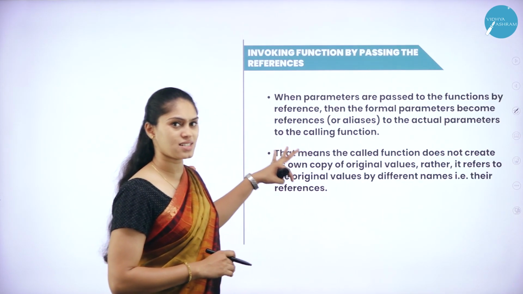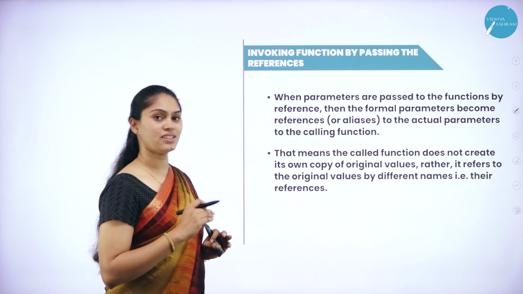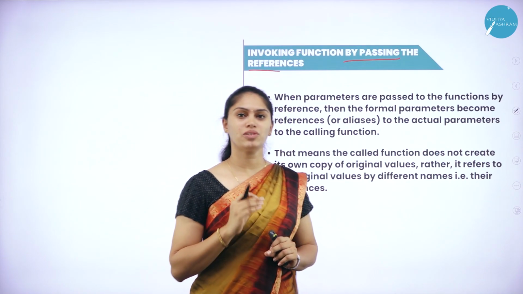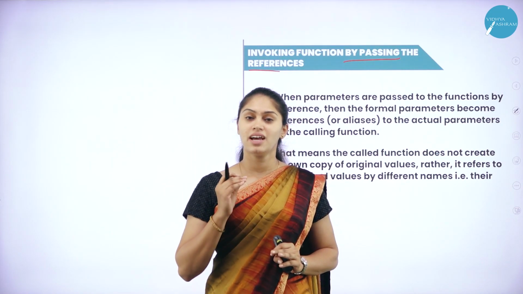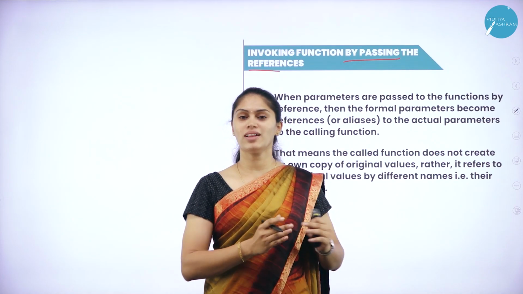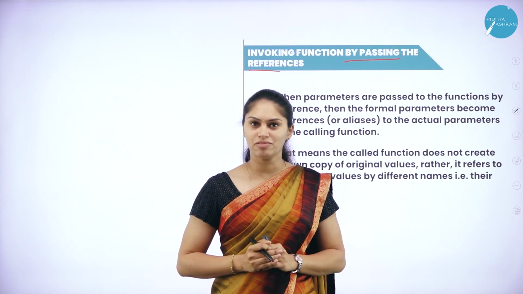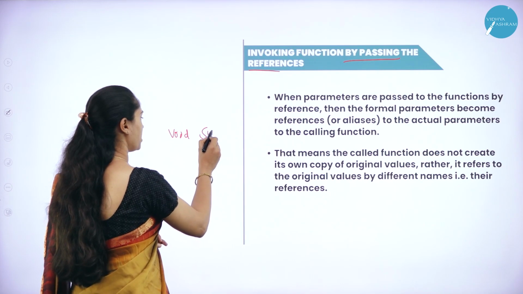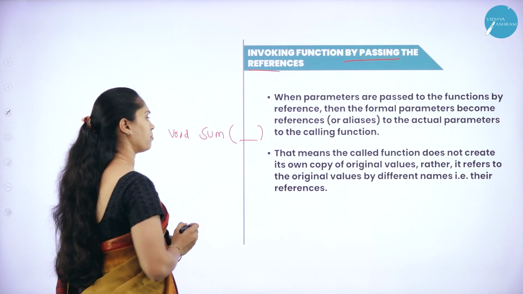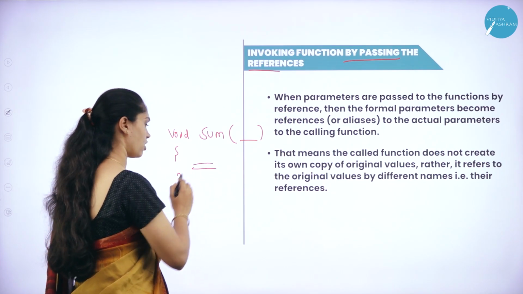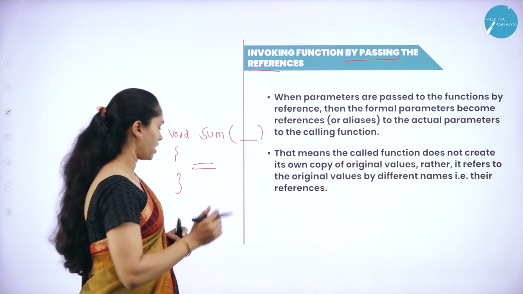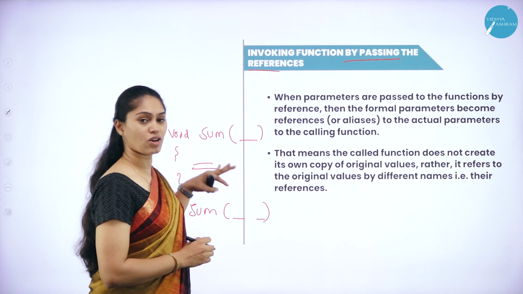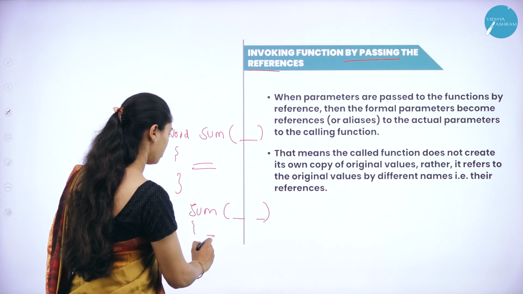Now we'll see the first method to invoke the function, that is passing the references. Before this, you have to remember what formal parameters and actual parameters are, and which is the called function and which is the calling function. Let me take one example. Here I have a void function named sum. I am going to send some parameters, and this sum function comprises a set of lines to perform a sum operation. After that, I am going to call this sum function with some arguments or parameters.